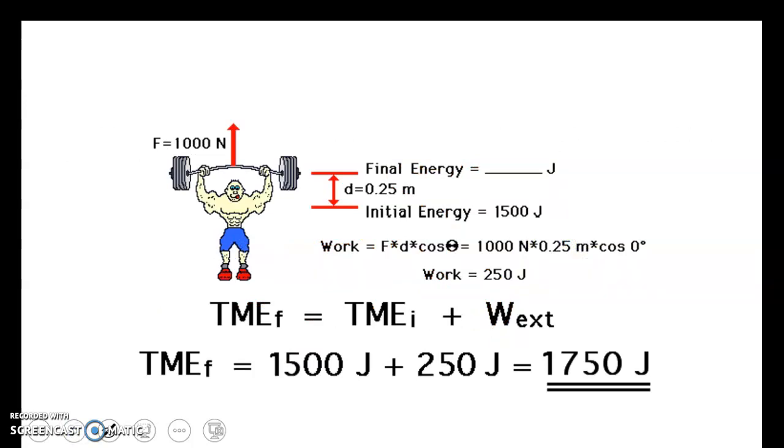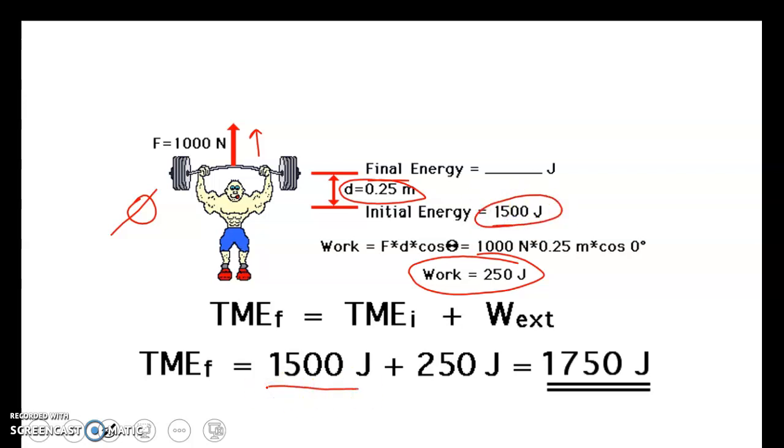So here's how we can figure this all out, right? We know that this guy's lifting up with a force of 1,000 newtons, and the distance is going to be 1/4 of a meter. So we know that since they're going in the same direction, our angle is going to be 0. So our work is 250. So our total mechanical energy initially is 1,500. We add 250 joules, okay? Makes our final energy 1,750 joules, with that 250 joules being work done, but it's also increasing potential energy.